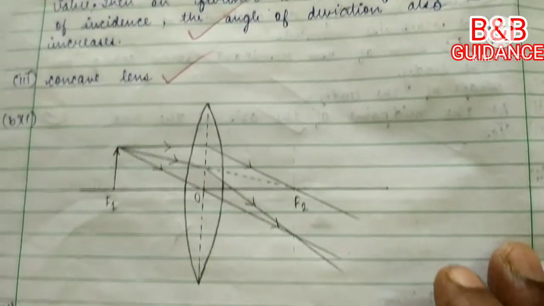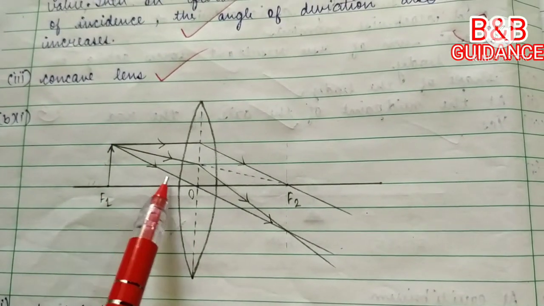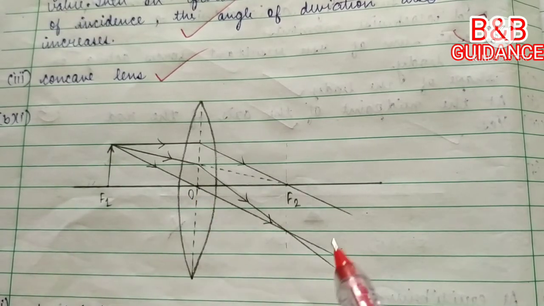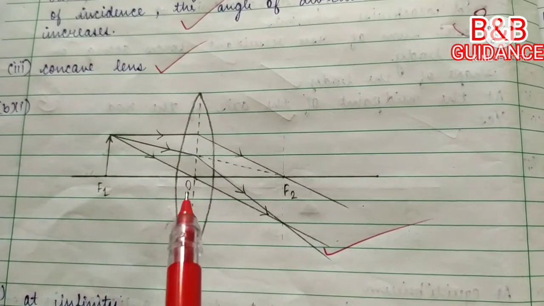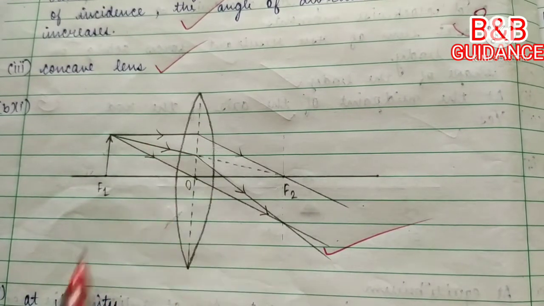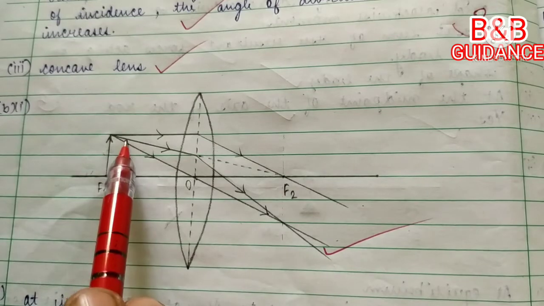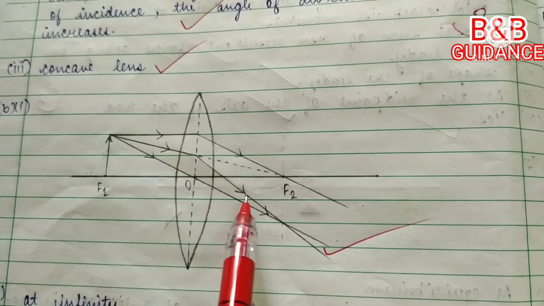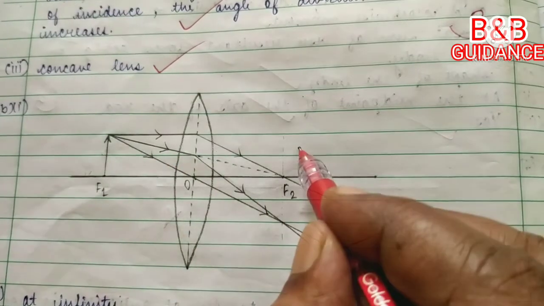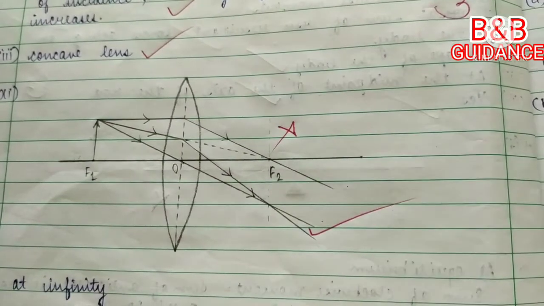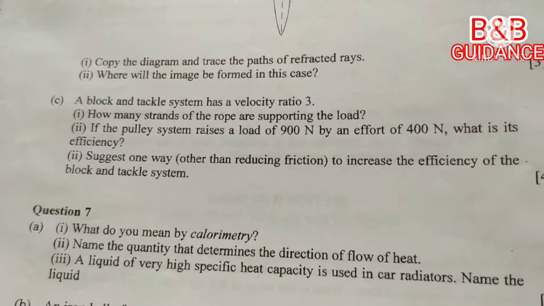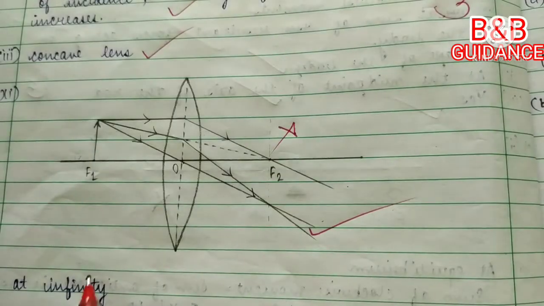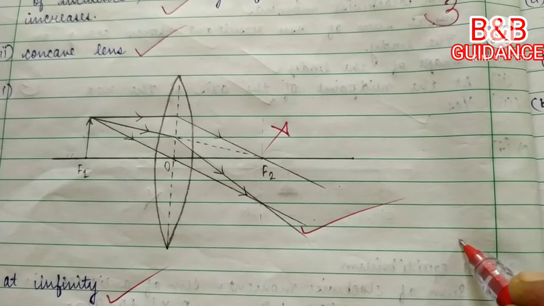So, okay, here the first ray that is directed towards optical center passes without deviation, correct, 1 mark, and the next 1 mark is to draw the other rays correctly, but the refracted ray for the second ray is not correct. So only 1 mark here, and question continues. Where will the image be formed in this case? Image will be formed at infinity, that is correct, so 2 marks.